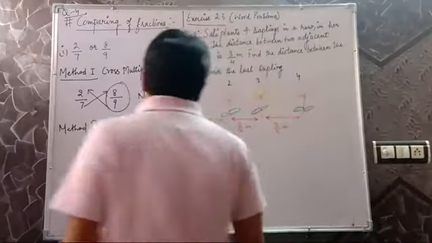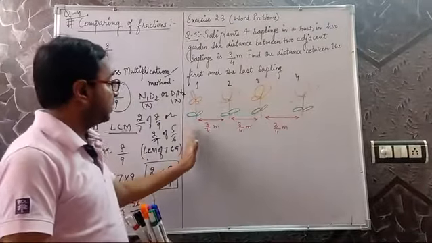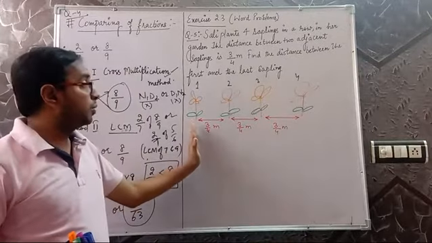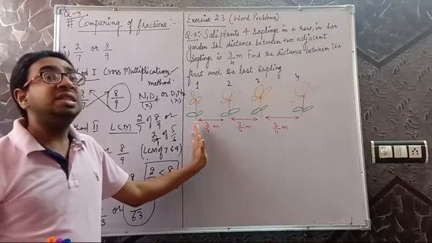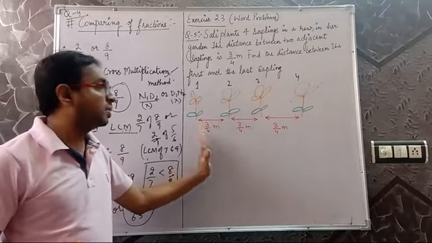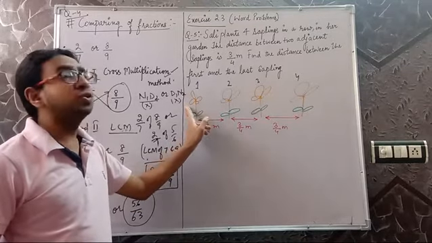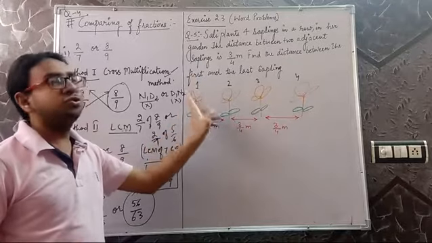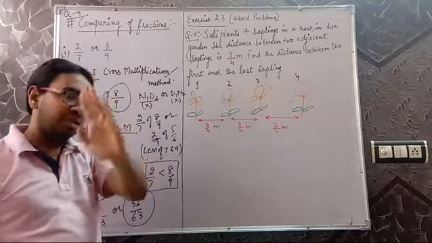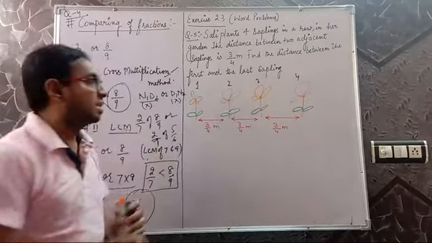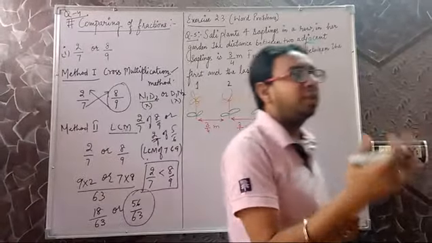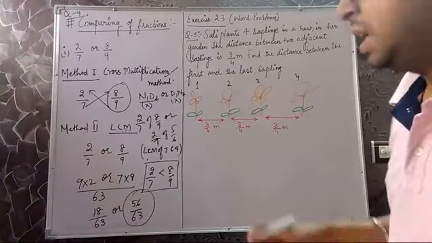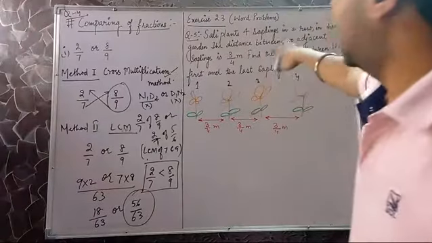Okay, understand the question now. 4 saplings are there. If I am talking about the first sapling, the distance between first and second is 3 by 4, because second is adjacent to first, and third is adjacent to second. Both are clear, this side or that side. That is what adjacent means. The distance is 3 by 4, 3 by 4, 3 by 4. Now we have to tell what is the distance between the first and the last sapling.